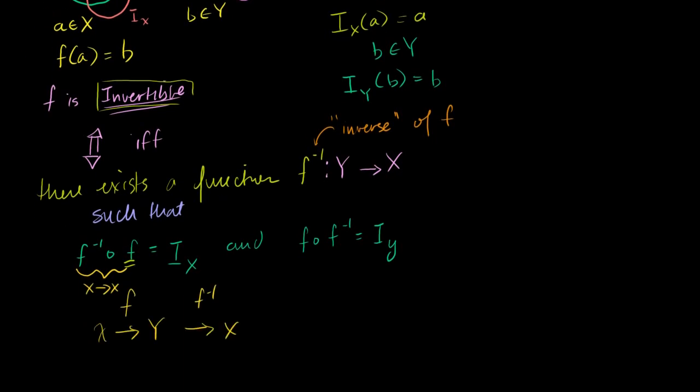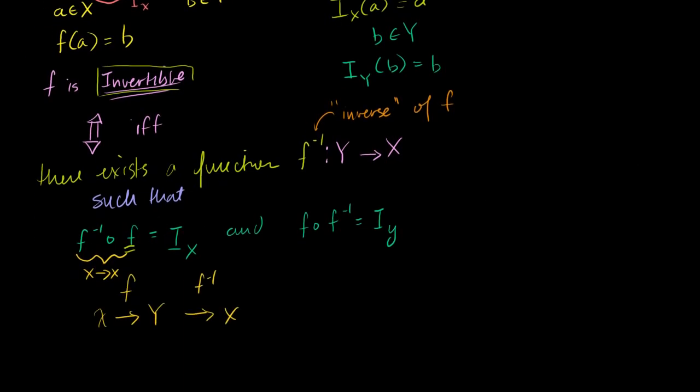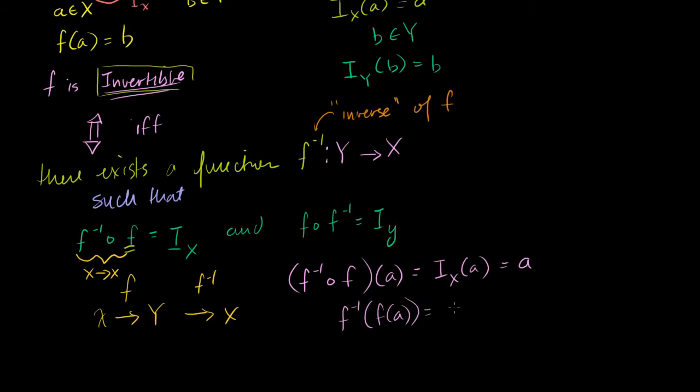So another way of saying this is that the composition of f inverse with f of some member of the set x is equal to the identity function applied on that item. These two statements are equivalent. And so by definition, this thing is going to be your original thing. Or another way of writing this is that f inverse applied to f of a is going to be equal to a. That's what this first statement tells us.